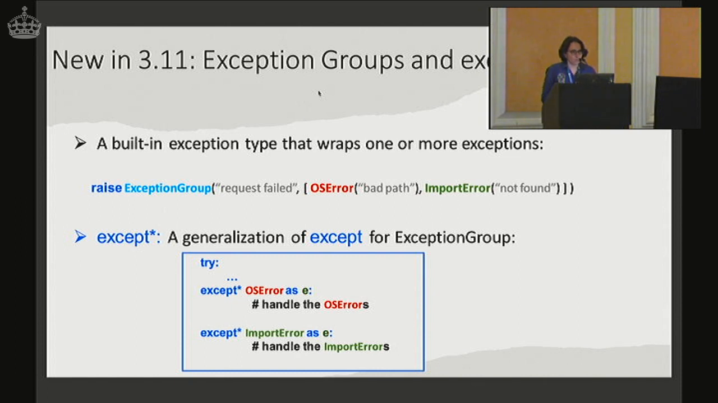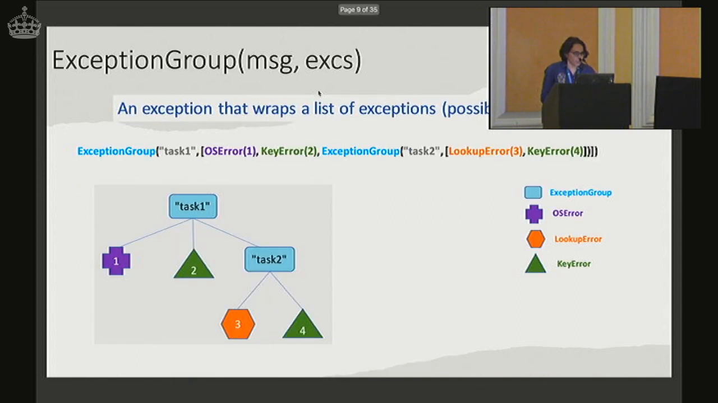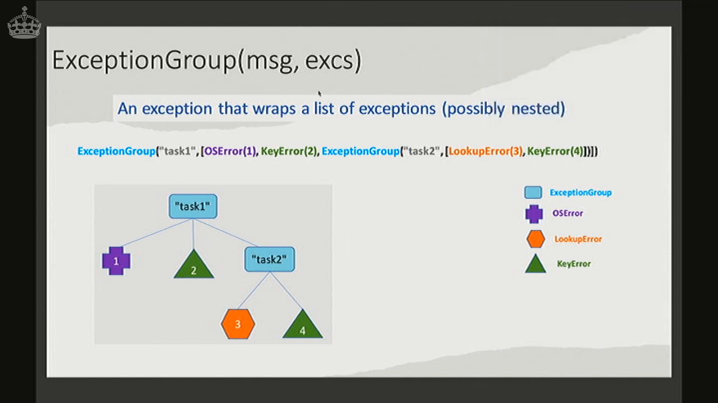Now we'll see a bit in more detail how this works. So this exception group wrapper, as I said, nothing new here, but it wraps a list of exceptions, but even here we had a few design decisions to make. So an exception group can be nested. We said an exception group is an exception, so it can be in the list of exceptions.